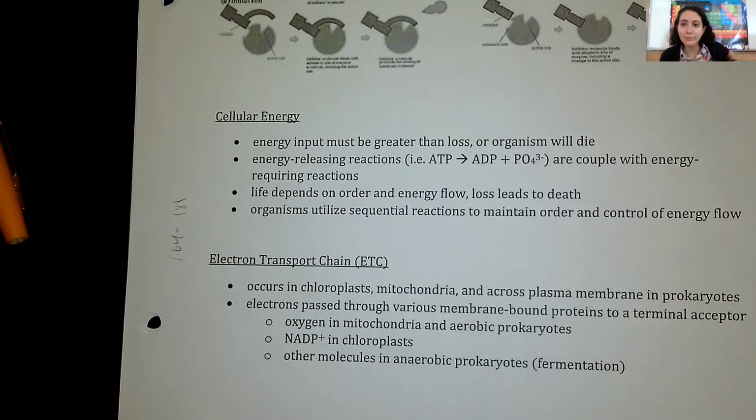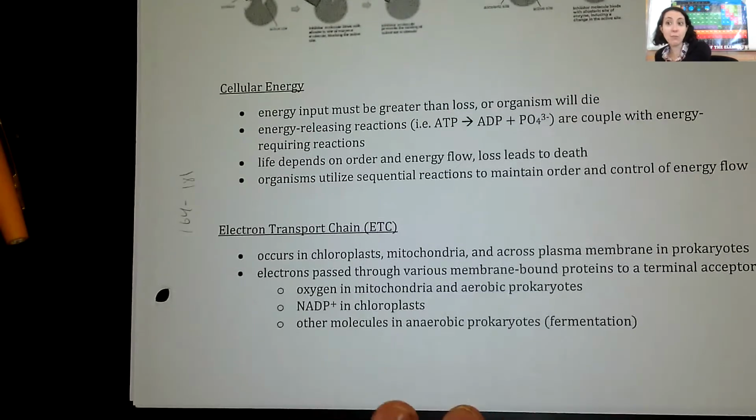Life depends on order and controlled energy flow. And if that ever stops, that will also result in death. Organisms use sequential reactions, meaning they're in a sequence, one after the other. Again, very controlled, very orderly, and that allows energy to flow in the correct directions. Outside of biological organisms, energy flows in a lot more random ways. Biological organisms require things to be much more strictly controlled. We're going to talk about one of those flows of energy with the electron transport chain, which we'll go into even more detail as we continue.